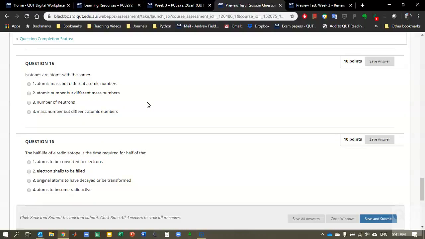So question 15, what are isotopes? Well, they're atoms with the same atomic number but different mass numbers. So they have the same Z, atomic number, but different mass numbers. In the case of boron 11, we could also maybe have an isotope of boron 10 or boron 12. They would still be boron. Those would be defined as isotopes of boron. They have the same atomic number, 5, but different mass numbers, so different numbers of neutrons.